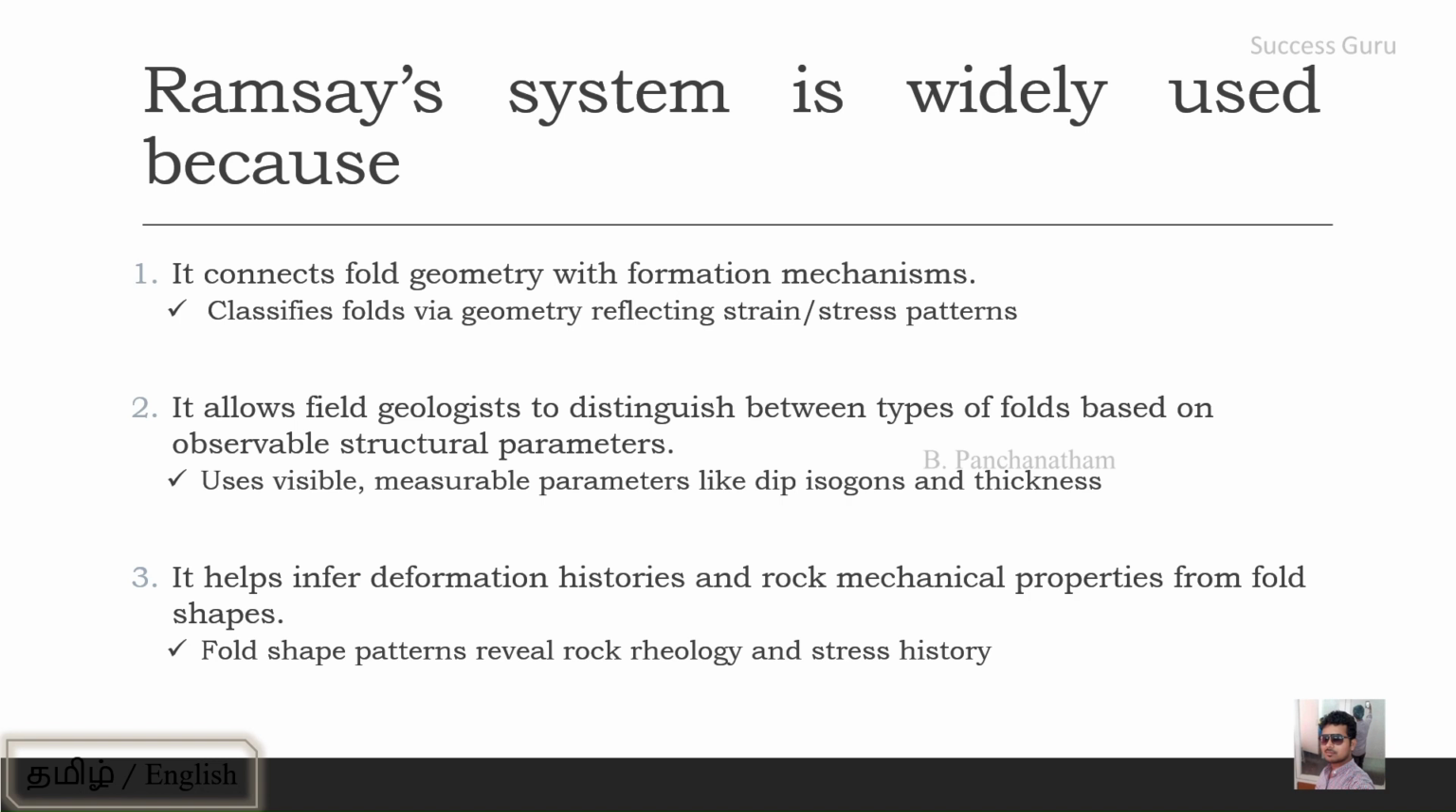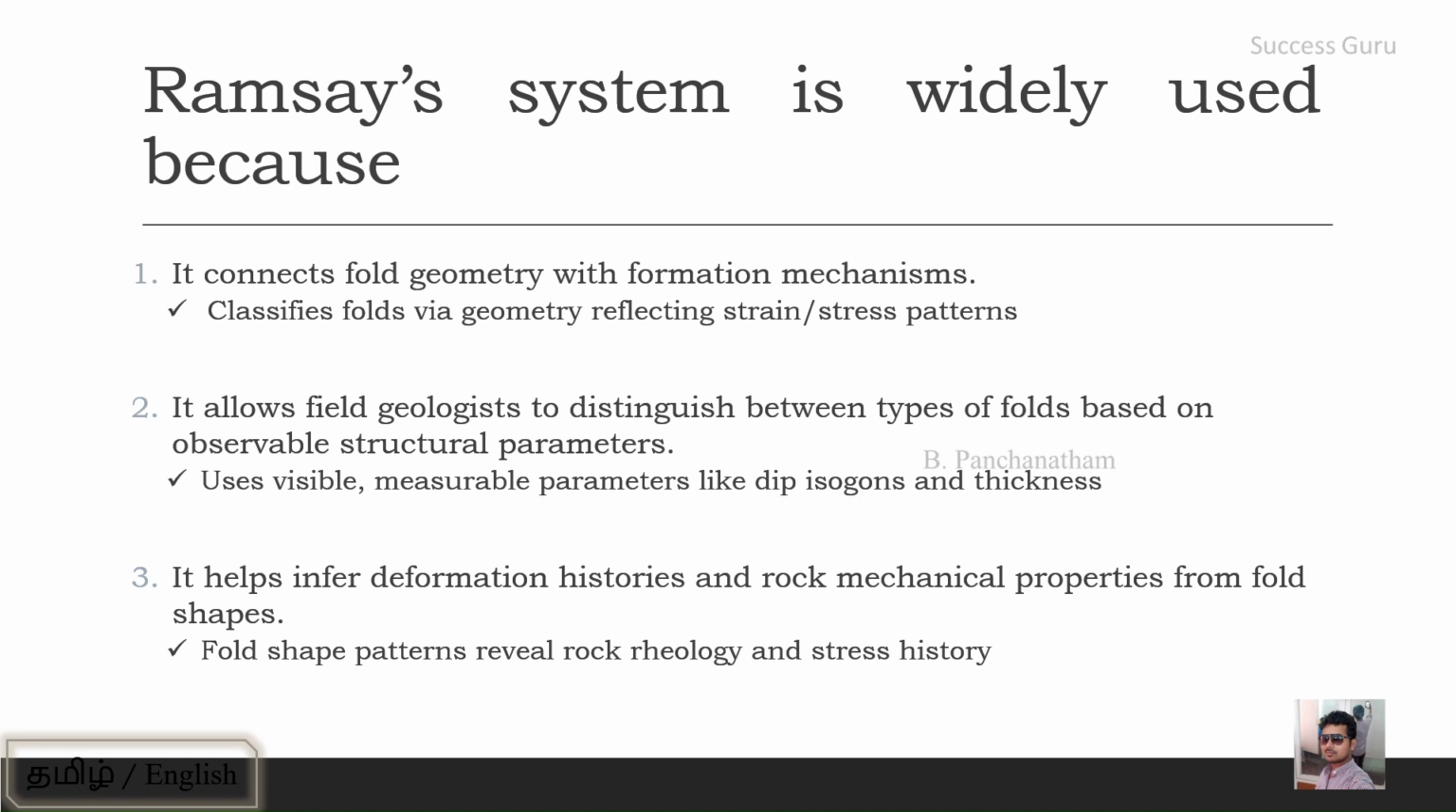The very first reason why we have to follow this is that it connects fold geometry with formation mechanism. We had classified folds in a different way, and we had the mechanisms of folding like flexure, shear, flow, that we covered in the previous video itself. There was no connection between the types of fold and those mechanisms, but here what he is trying to explain is that there is a relation between the fold geometry as well as its mechanism. That is what he wants to explain in this classification.